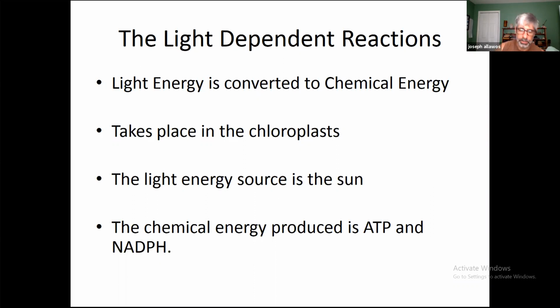So what does this mean? Well, all of these reactions involve converting light energy to chemical energy, okay? Not all of the reactions, but this particular reaction, we're going to convert light energy into chemical energy. And that's why we call it the light-dependent reactions. Without light, it's not going to happen. This particular set of reactions used to be called the light reactions, and now we call it the light-dependent reactions. This is half of photosynthesis, okay?